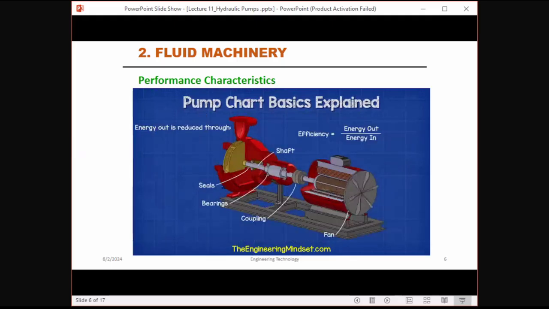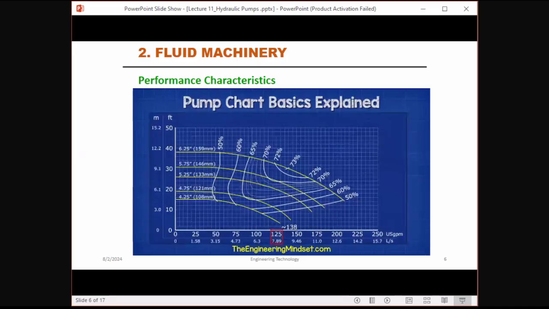The pump will always lose some power when it converts and transmits this electrical energy into mechanical energy. And this will be lost through the couplings, the bearings, the shaft, the seals, the cooling fan, etc. For example, on this chart, we can see that if the pump provided 125 gallons per minute at 25 feet of head, then it would run at around 67% efficiency, which isn't very good. If the same pump operated at 30 feet of head for 138 gallons per minute, then it would operate at its peak performance of 73%, which is much better.